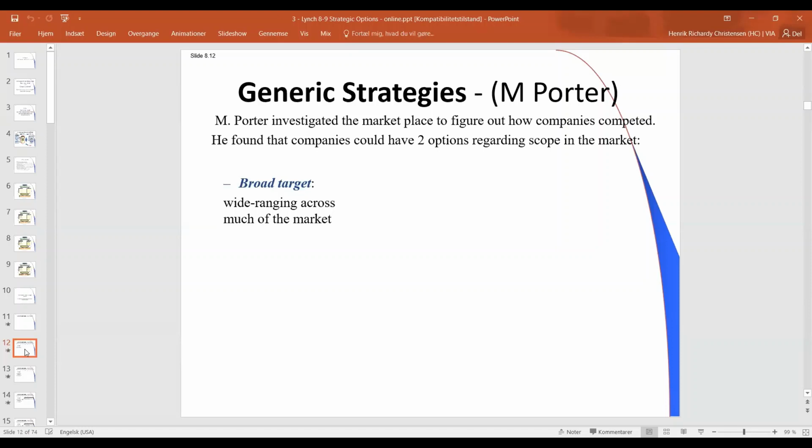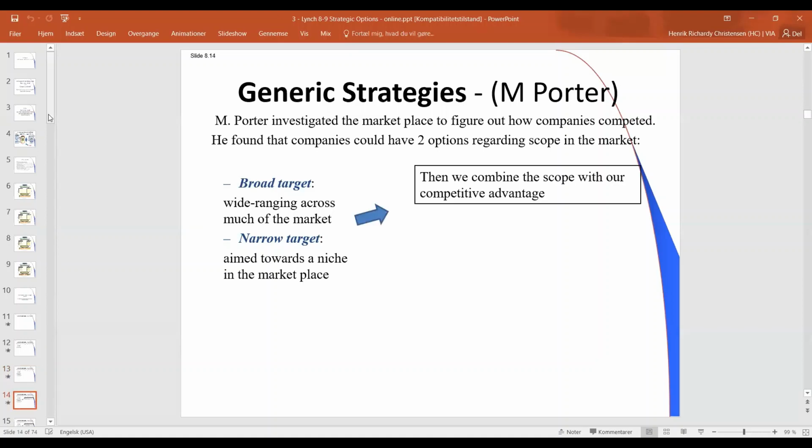One of the major results was that he found that companies that are quite successful tend to have either a very broad target, which means they have a wide-ranging approach across much of the marketplace, or a more narrow target, which means they are aimed at a niche in the marketplace. That was his observation: successful companies went for either a broad target or a narrow target. There wasn't something in between, or, as he would say, stuck in the middle.